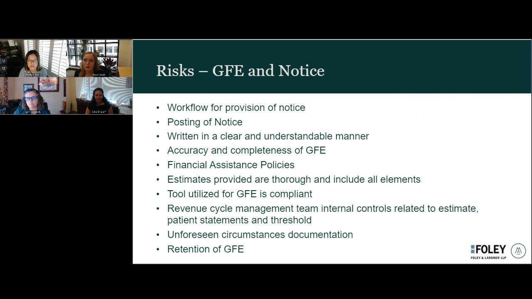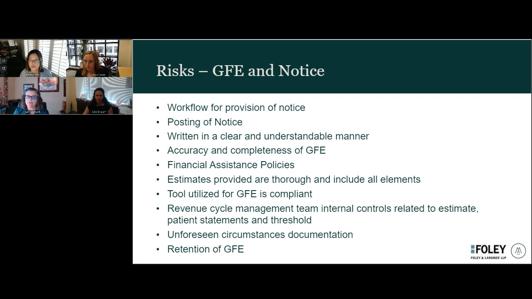Now I'm going to pass it over to Lori to talk about the good faith estimate and notice risk. Yeah, I think some of the things I worry about when I look at the different risks is the workflow for the provision of the notice and the posting of the notice. We have so many notices that we're giving to our patients, and our staff is very busy with everybody coming to the front desk. So we need to make sure that there's a written workflow in place to figure out what to do and how.